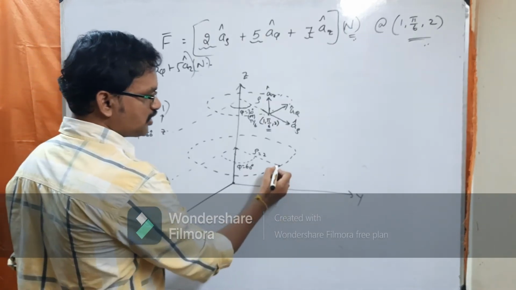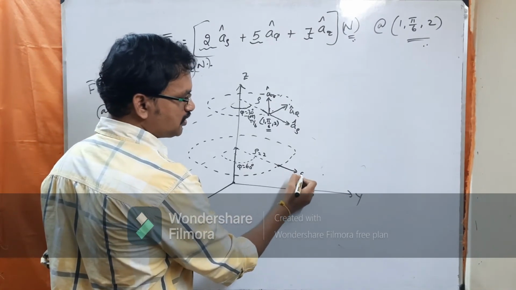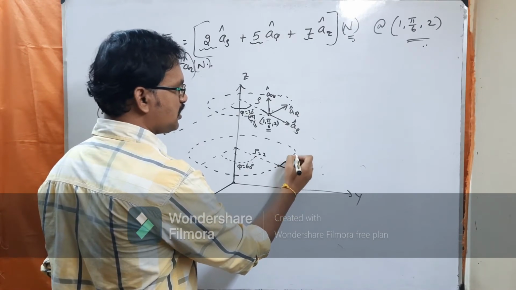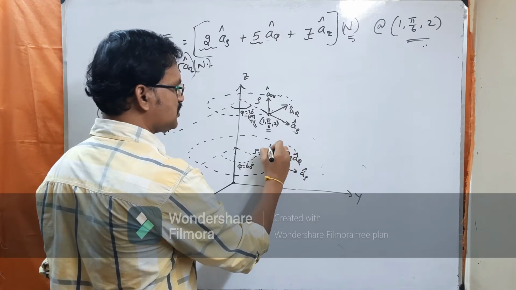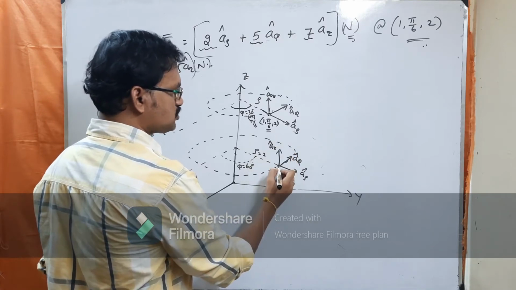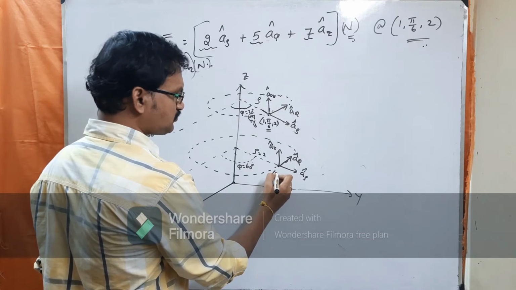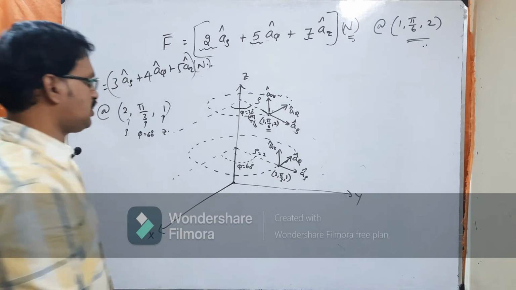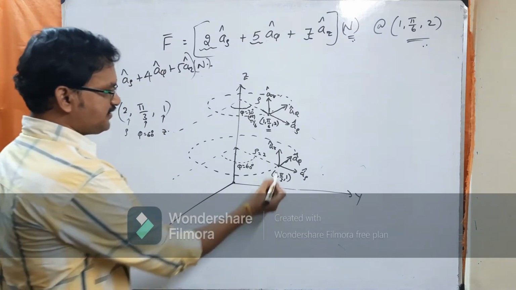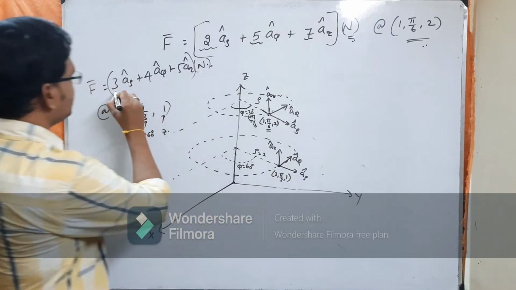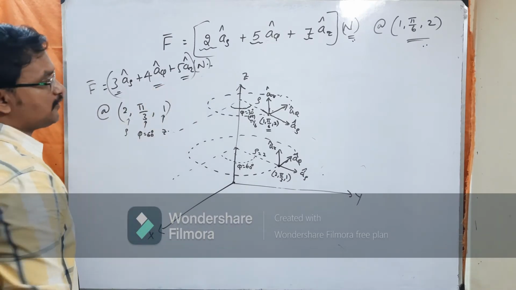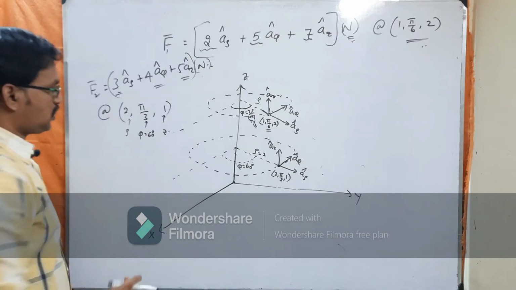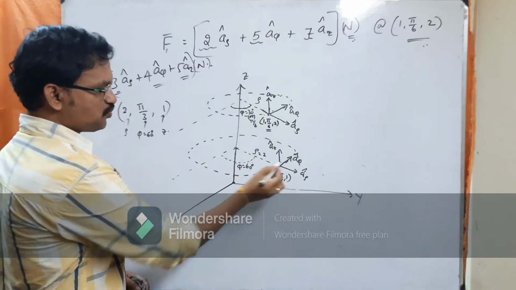Now at this location, a rho cap direction is going to point in this direction, a phi cap direction is going to point in this direction and az cap is going to point in this direction. So this is the point here. What is this point? This point is 2 comma pi by 3 comma 1. Okay, so now at this point, this vector is defined. In order to differentiate between these two, let us consider this as f1 bar and this as f2 bar. So f2 bar is defined at this point.